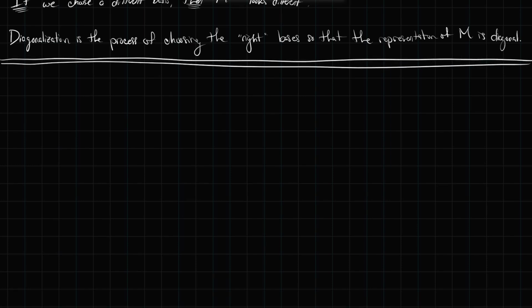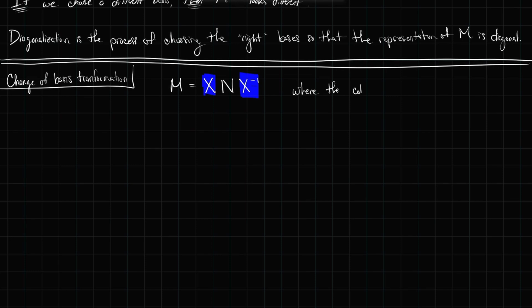So to that end, there's a notion of a change of basis transformation on matrices, where you just take a matrix M, and it can always be written as one matrix, which I'm going to call capital X, and then a new matrix N, and then another matrix, X inverse. So X and X inverse are matrices that sidle up alongside N and give you M, where the columns of X are the new basis vectors.